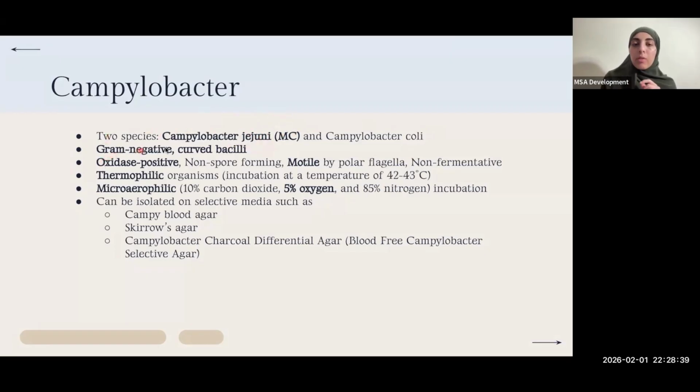Campylobacter is gram-negative curved bacilli. It's oxidase positive, non-spore forming, it's motile, with bipolar flagella, and it's non-fermentative. It is thermophilic, so it needs a higher temperature. You incubate it at a temperature of 42 to 43 degrees Celsius. And it's microaerophilic, so it needs very little oxygen when it's incubated. Okay. It can be isolated on selective media like Campy blood agar, Skirrow agar, and Campylobacter charcoal differential agar.